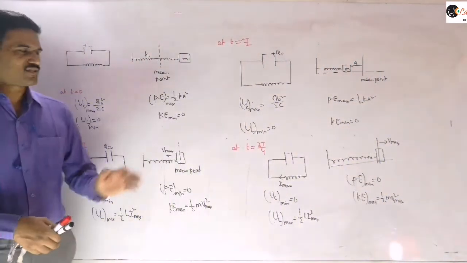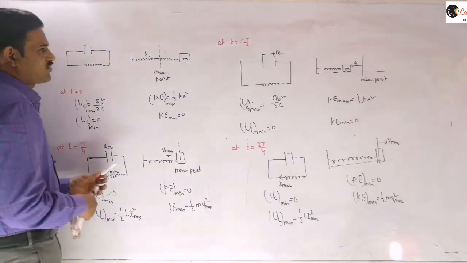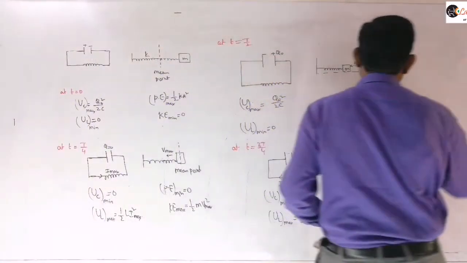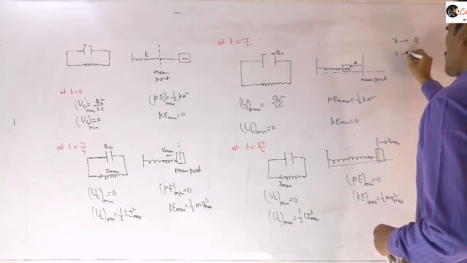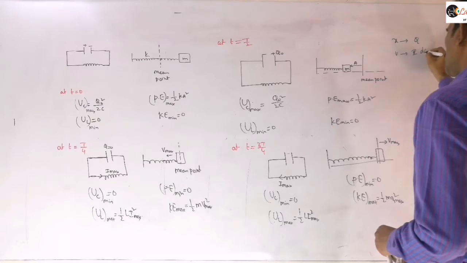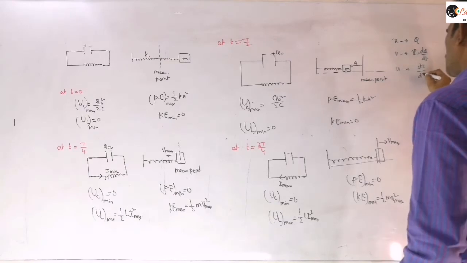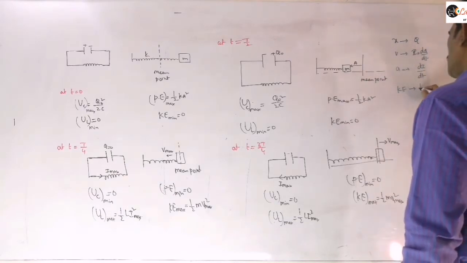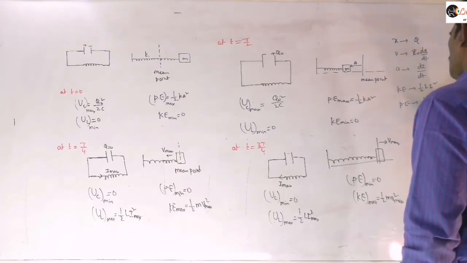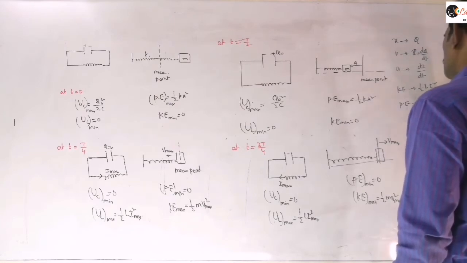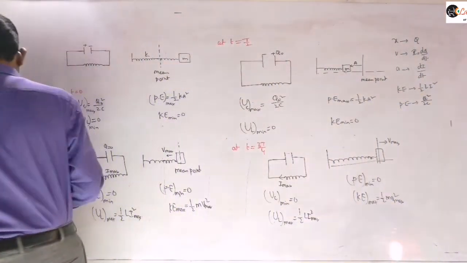That is a comparison. It is similar to the block at extreme positions. You can also compare quantities: position is similar to charge q, velocity is similar to current, which is dq by dt, and acceleration is similar to di by dt. Kinetic energy is similar to half L i square, and potential energy is similar to q square by 2C, sorry, not half k a square. That is the comparison of physical quantities with mechanical oscillations.